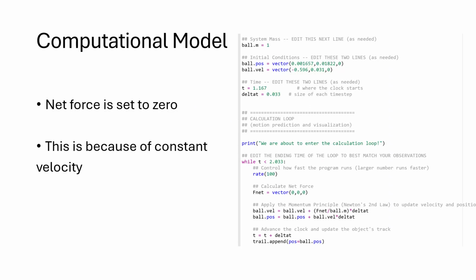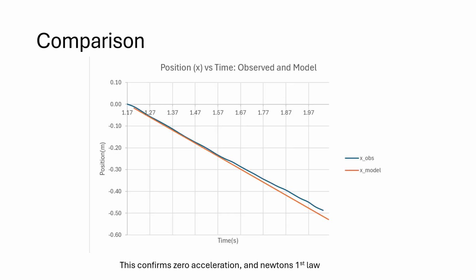To model this, I use the momentum principle, which states that the change in momentum equals the net force times the time interval. In the code, velocity is updated using Newton's second law, and position is updated using the new velocity since the observed motion shows 0 acceleration after the push. So I set the net force equal to 0 in the model, and when the net force is 0, velocity remains constant, so it should produce a linear position versus time graph.